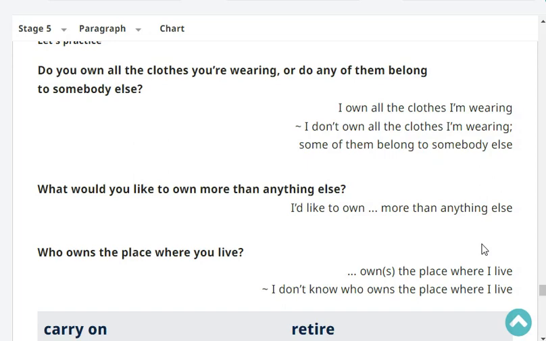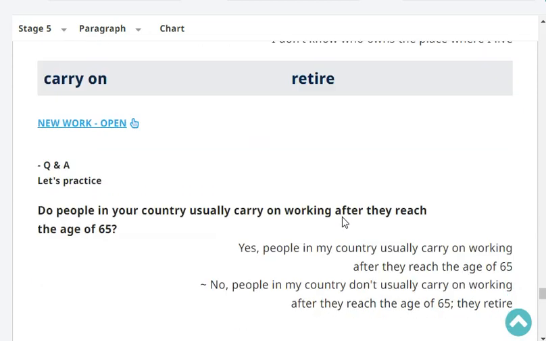Who owns the place where you live? My mother owns the place where I live. Very good.